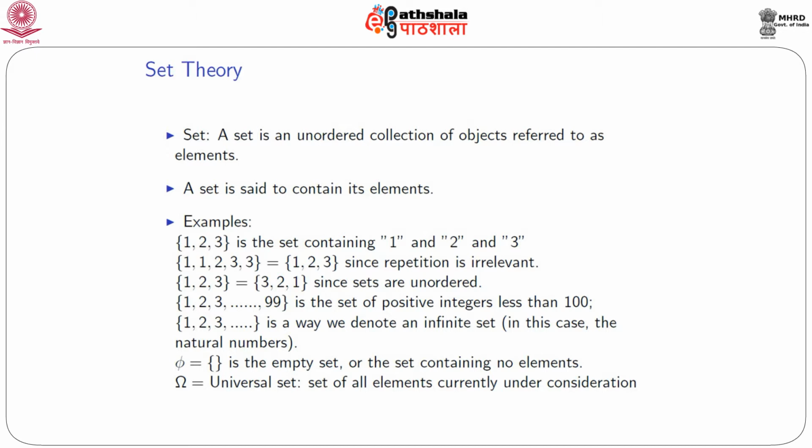If phi is a null set, then we will have another set called the universal set, that is omega. This is the set of all elements currently under consideration. So, omega is called the universal set.